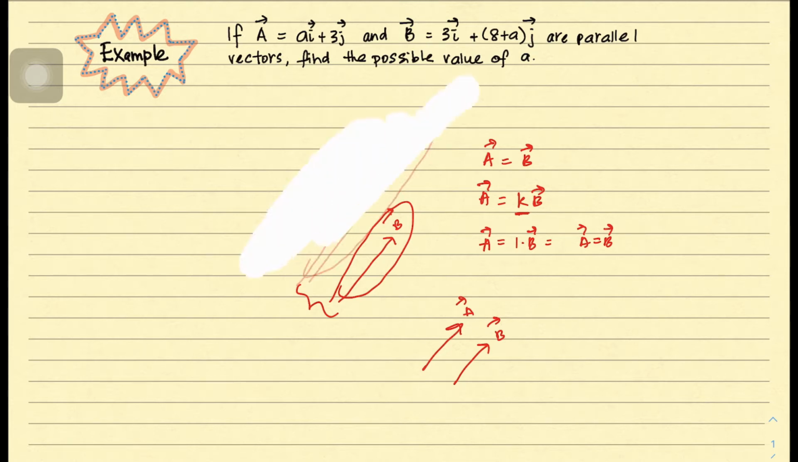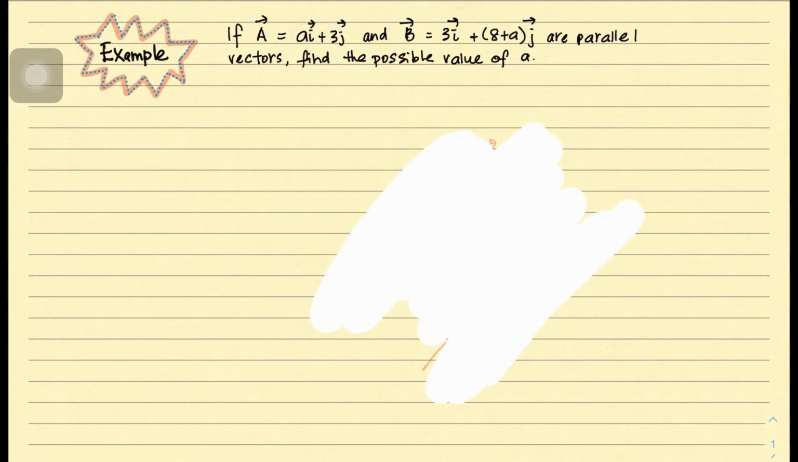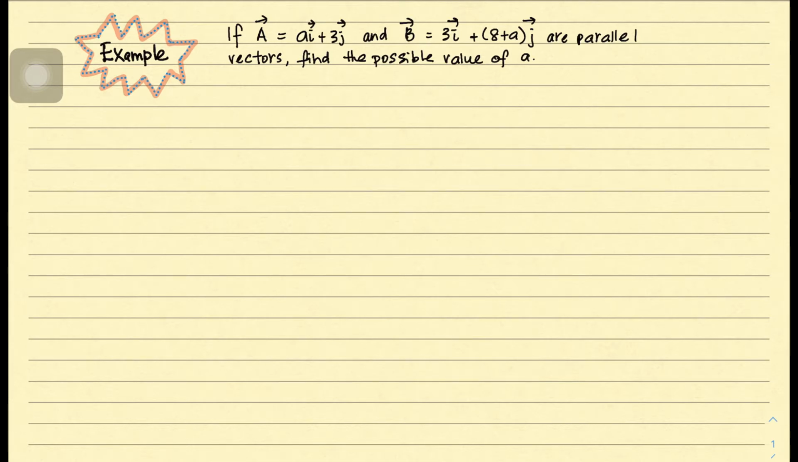So first of all, we need to write the equation of A and B, where A and B is the parallel vector. Therefore, A is equal to any scalar K times with the vector B. Okay, so kita ada vektor A kita, AI plus 3J, okay, equal to K multiply by B. B adalah 3I plus 8 plus AJ. Okay, so now kita expand this equation.